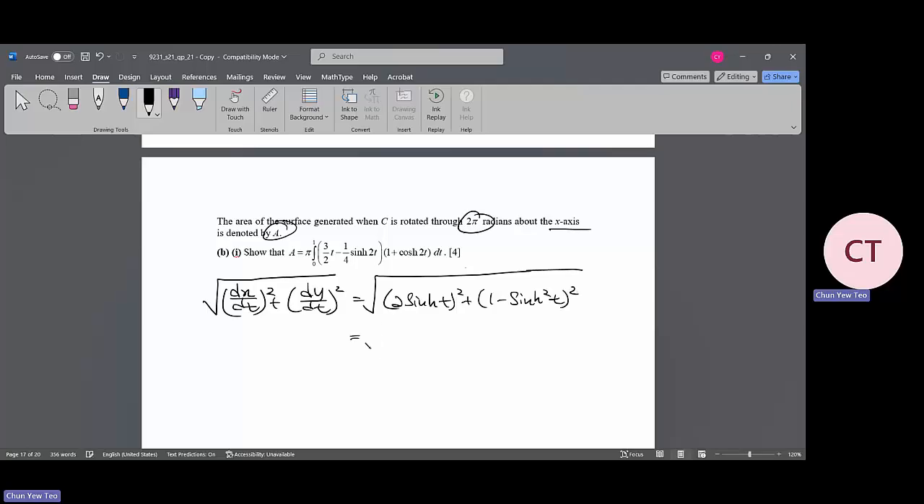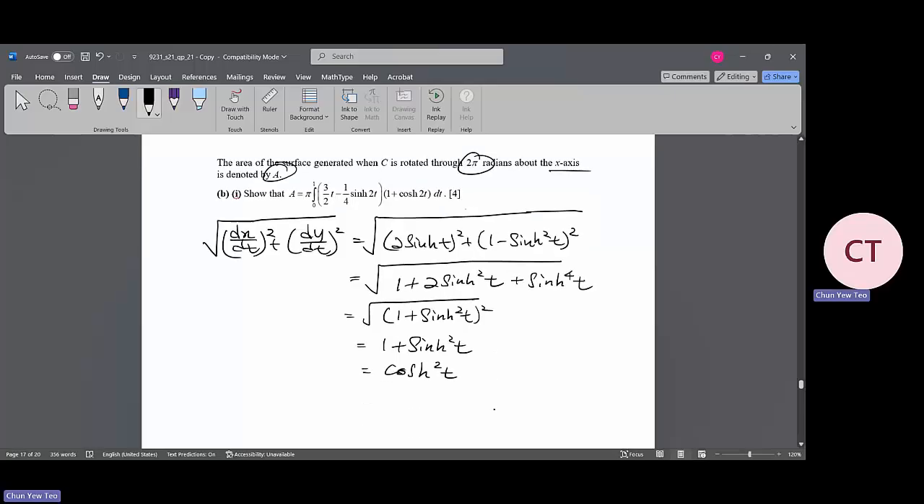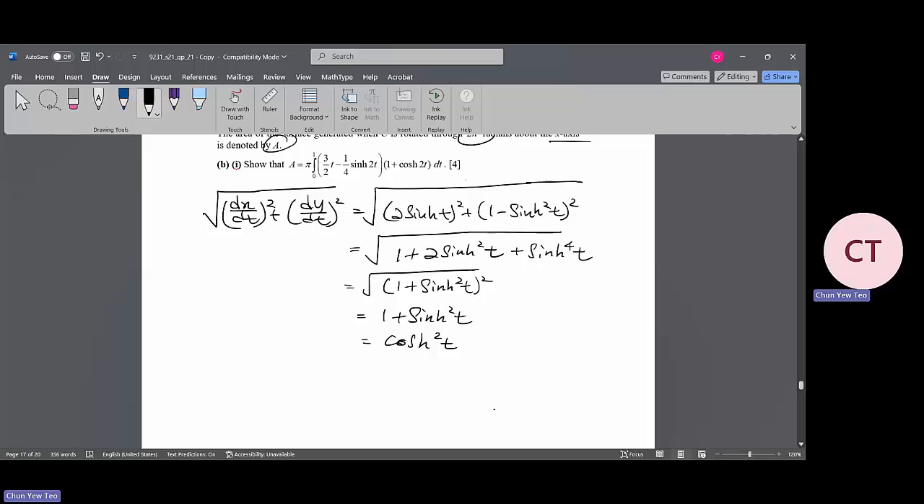So if you expand them and simplify, you will get 1 plus 2 sine squared t plus sine to the power of 4 t. And then you factorize it again. Then you get this, 1 plus sine squared t, which is actually a cos squared t. Okay, so this is what we have.